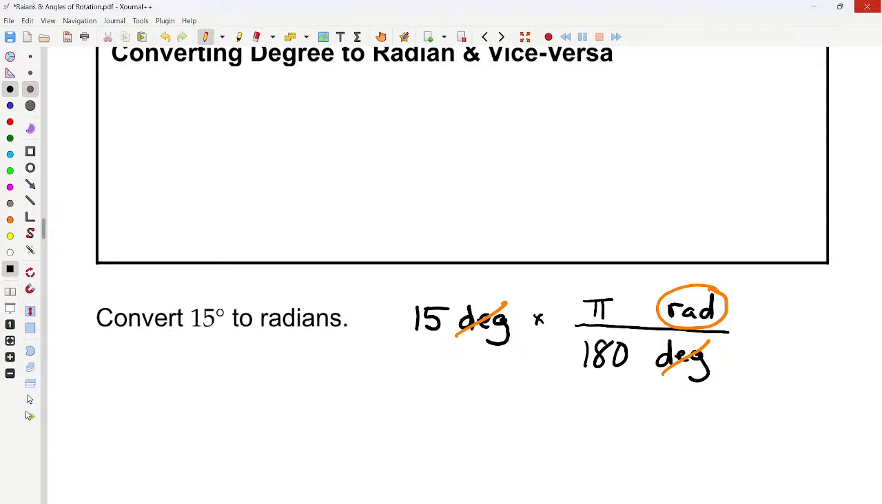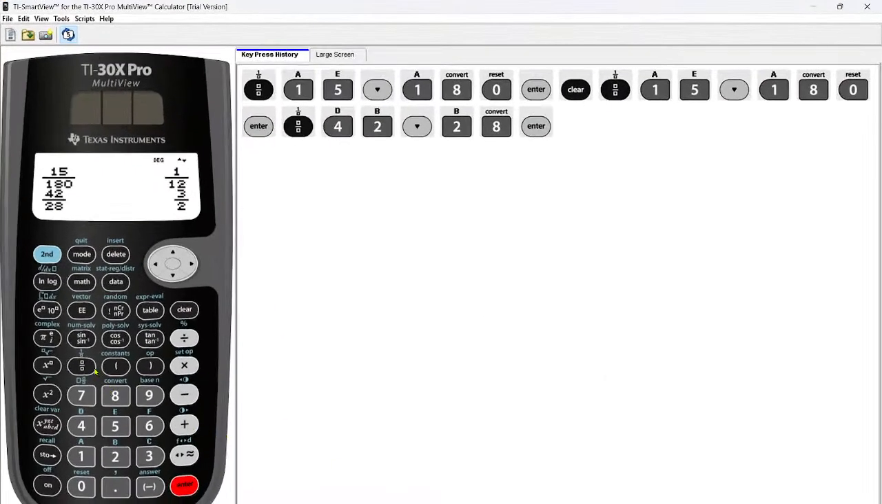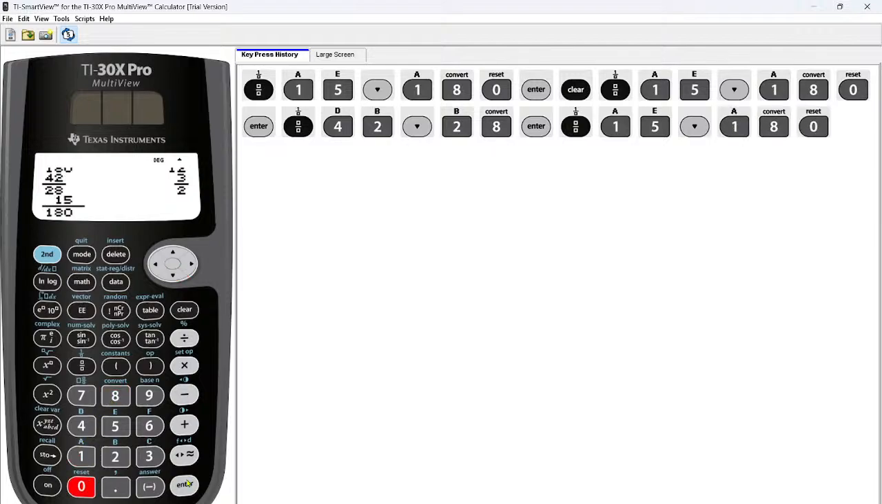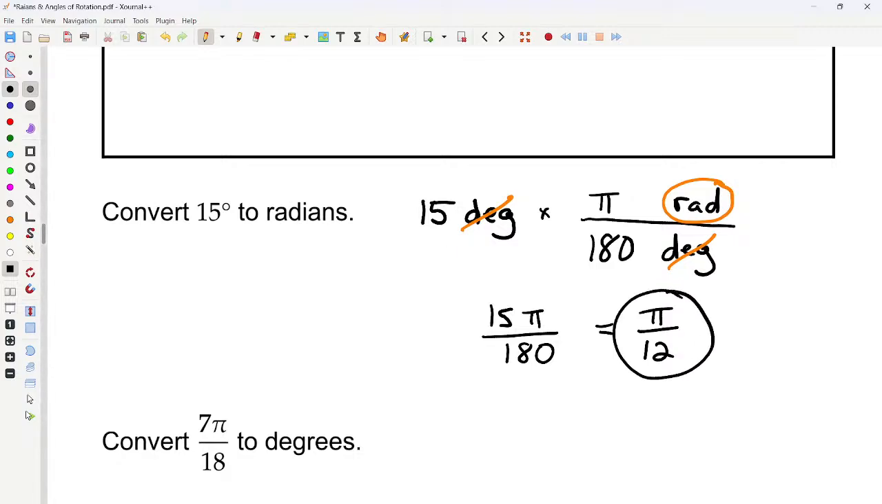Ignoring all the labels now, 15 times pi is 15 pi on top of 180. And if I forced you, I know you would be able to simplify it. You wouldn't want to, and I don't want to. I'm just going to go to my calculator again. 15 on top of 180 is 1/12. So that's going to make 1/12. 1 times pi is pi. At the end of the day, pi over 12.